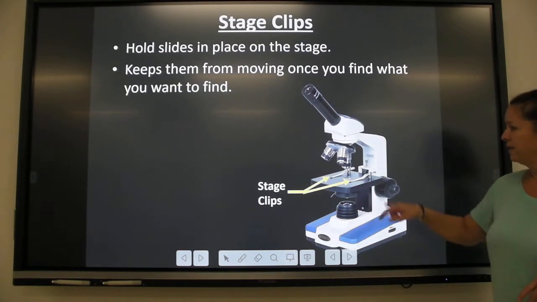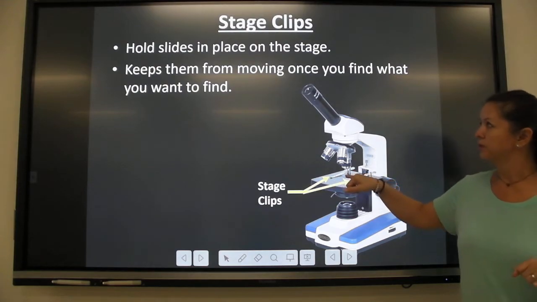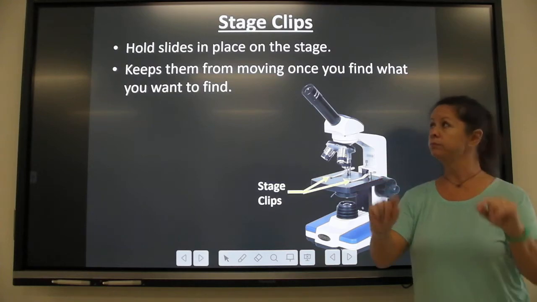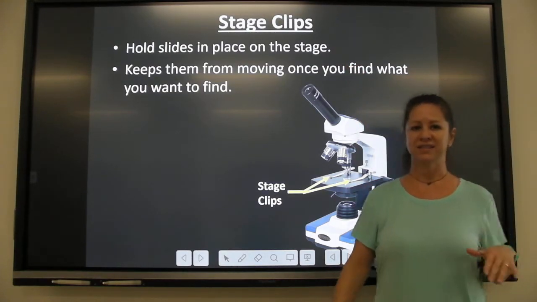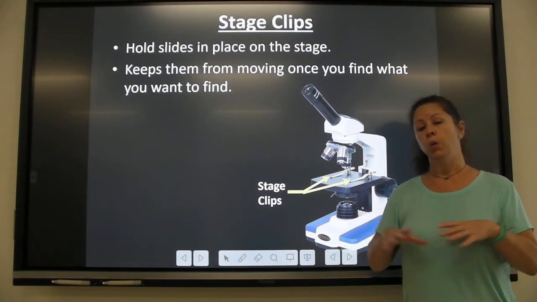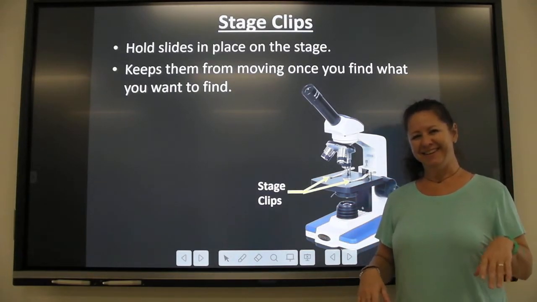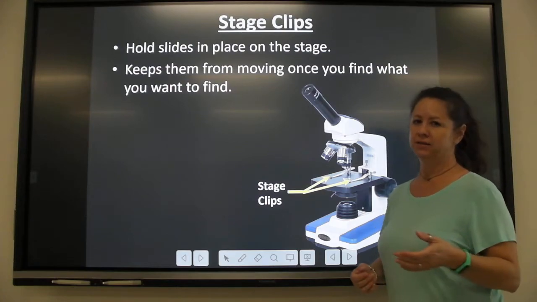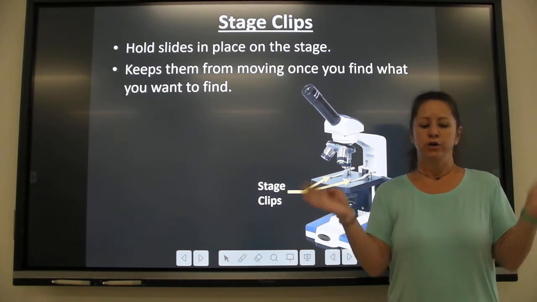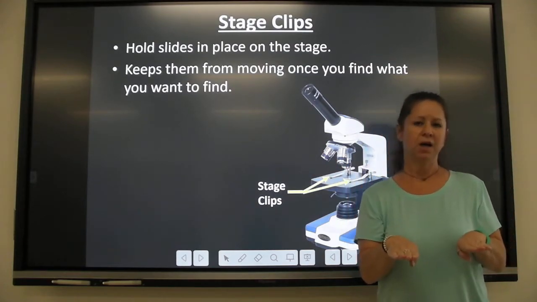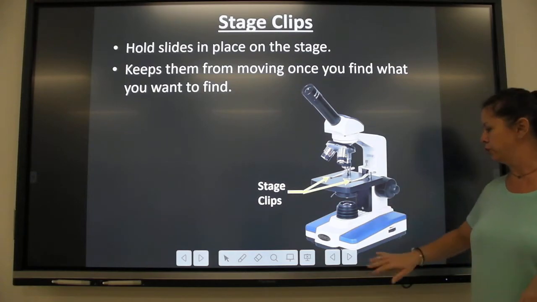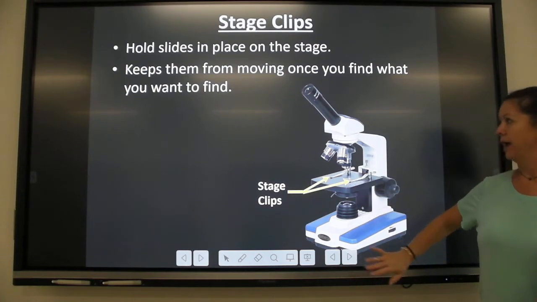All right. Then you have the stage clips. These are these 2 little silver clips. They pop up and down. They kind of work like alligator clips. All right. And they're going to hold the slide in place. Now, you're not going to use these with a wet mount. You'll know what that is later. You're only going to use these with prepared slides. Once you find what you're looking for on the slide, you use these clips and they pop on top of the slide and hold it in place for you so you don't lose your specimen that you're looking at.